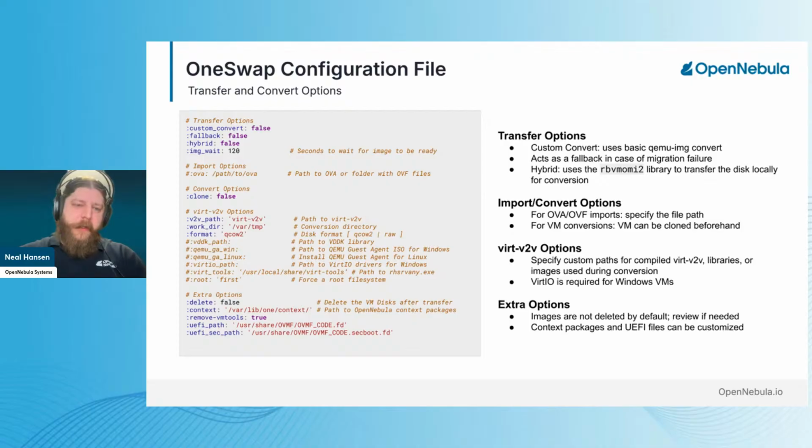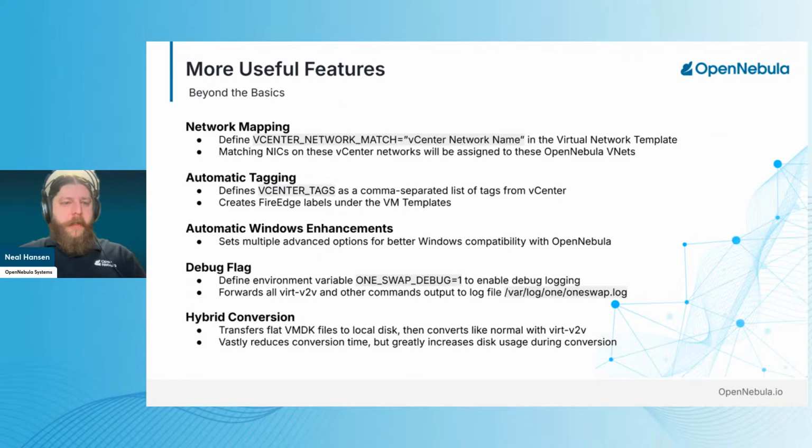And then some others, like the UEFI path, if you have some custom firmware, or if you have your context packages placed in some other specific place. And then also we remove VM tools from the VM because they're no longer needed once they're in OpenNebula. A couple of the useful features that I like to touch on, but maybe don't get talked about too much in the documentation or whatever, is the network mapping.